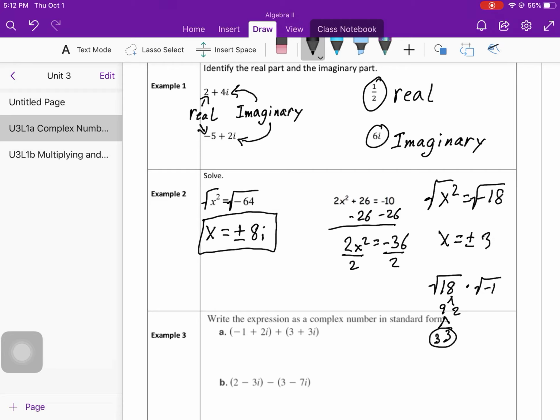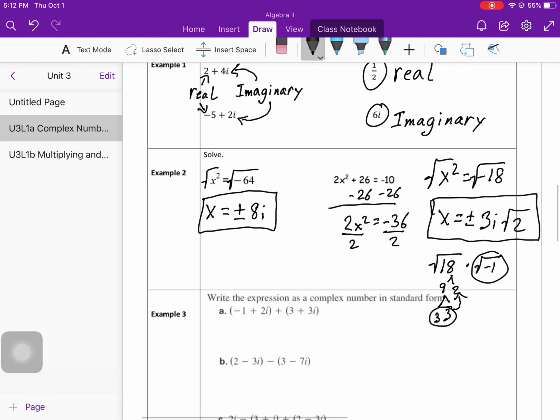So we would get 3 on the outside. Remember, the square root of negative 1 is i, and then what's left on the inside is this 2 right here. So our final answer becomes x equals plus or minus 3i square root of 2. That's kind of a nasty looking answer, but we're going to practice this a lot, so it will get better with time. Now I'm just going to erase this so it doesn't impede my work down below.